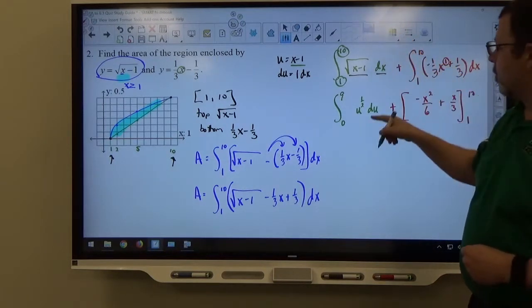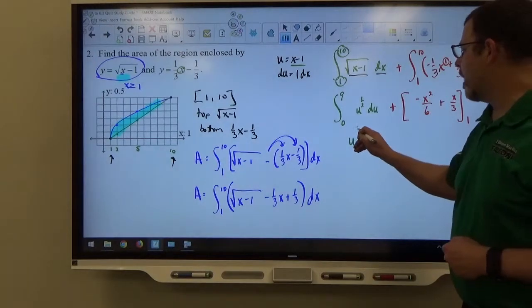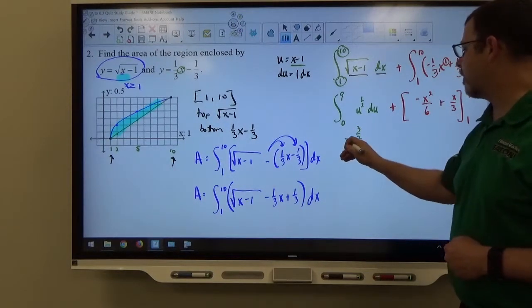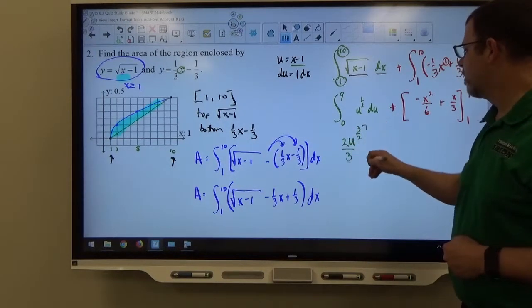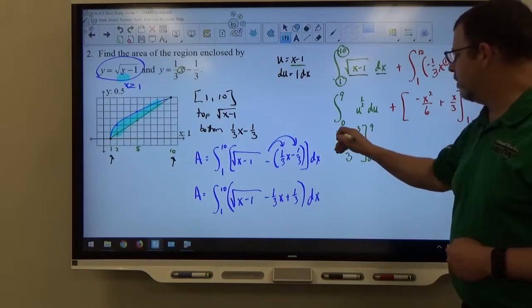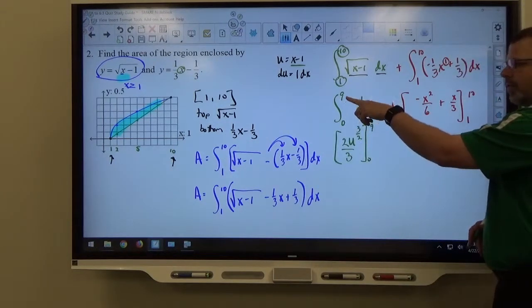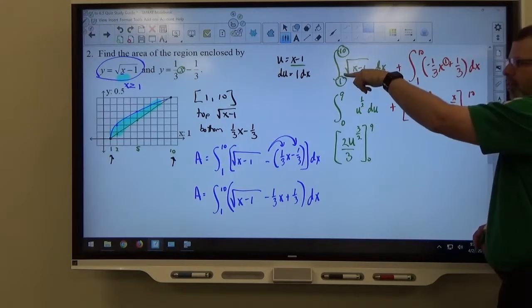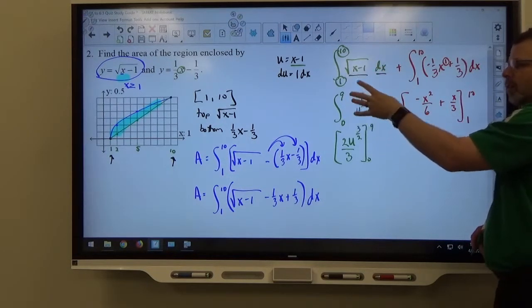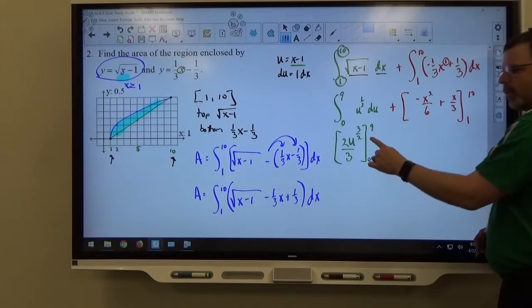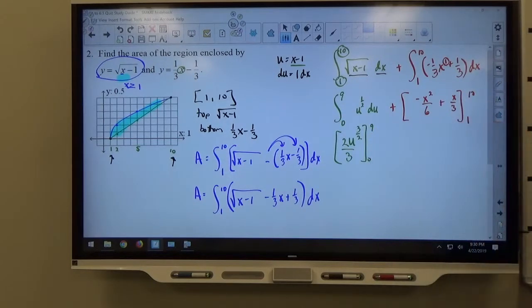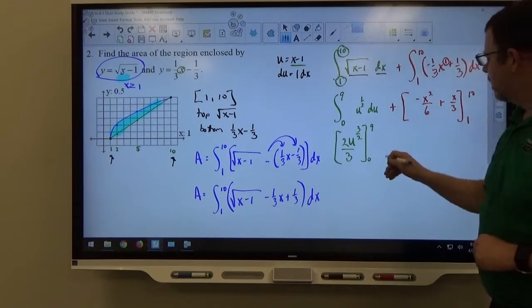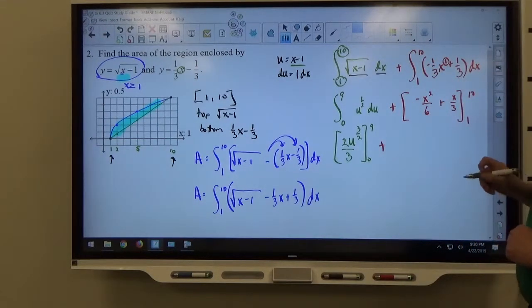At this point, the integral of u to the half power is going to be u to the 3/2 power. If we divide by 3/2, that's the same as times 2/3. And again, I'm just going to say that I changed the interval from x values of 1 to 10 to u values of 0 to 9. So the green one's being evaluated on a 0 to 9 interval, the red one's being evaluated on a 1 to 10 interval. Just be careful that you keep that straight while you're doing this.